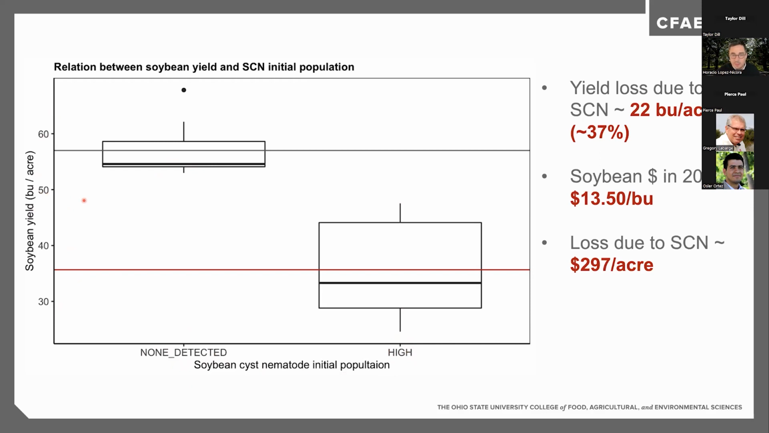So with a very simple math here, we can again verify that indeed, with absolutely no visible symptoms, on average, we were losing 37% yield in the presence of soybean cyst nematode above damage threshold. Being a bit conservative with the price of soybean in 2021, we're leaving $300 per acre with absolutely no visible symptoms. We have no idea that we are losing $300 per acre on average in this field.